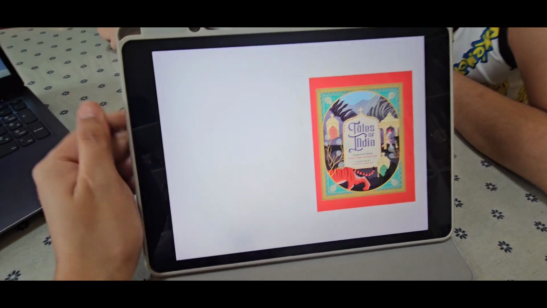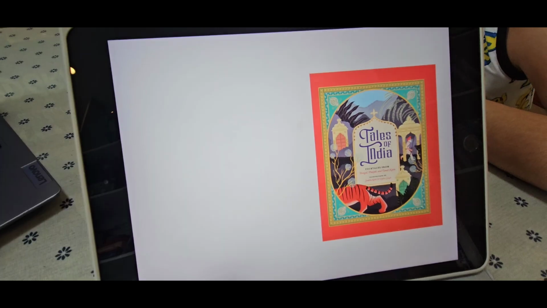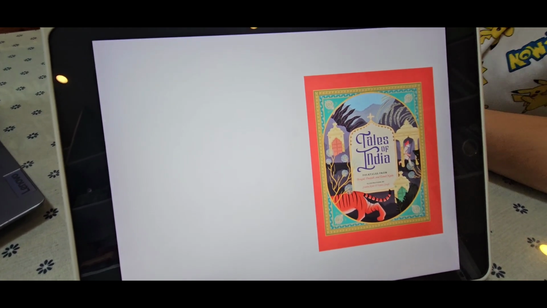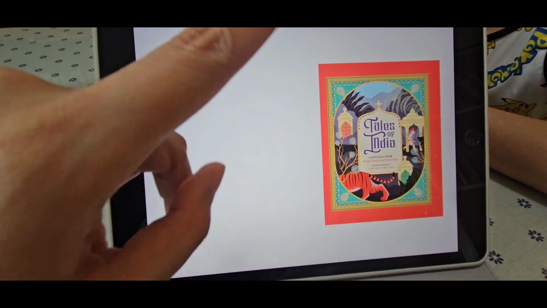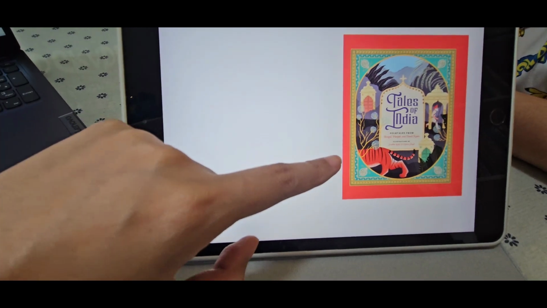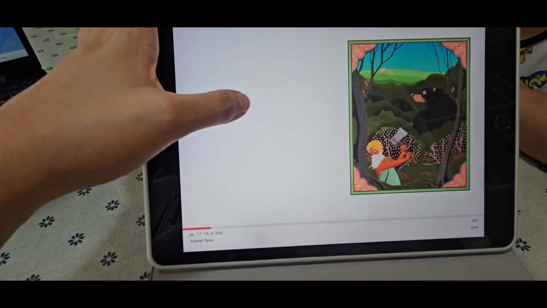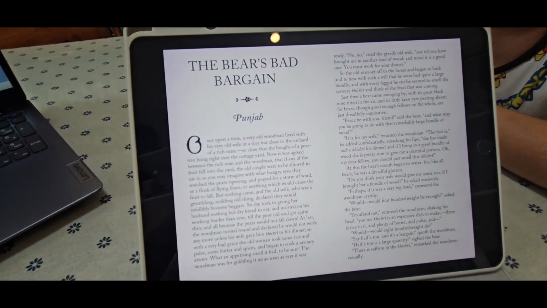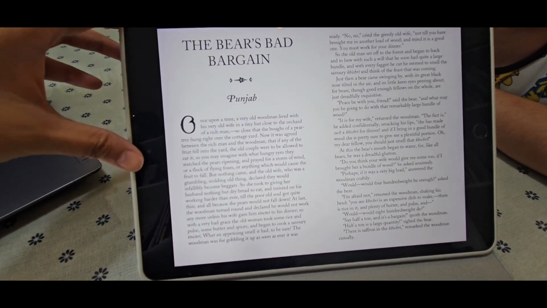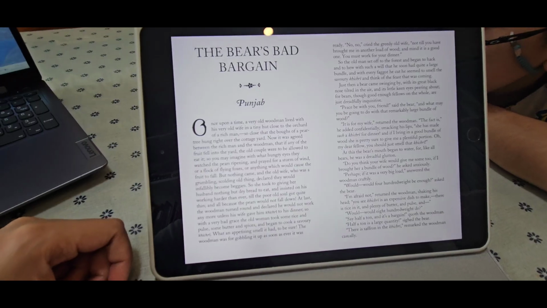We are about to start with our world history lesson, and we're going to use Core Knowledge history and geography lessons on ancient India. But before that, we are going to read from Tales of India, folk tales from Bengal, Punjab, and Tamil Nadu. Today, we're going to read The Bear's Bad Bargain, and Jacob will narrate the story afterwards. POV narration, okay.